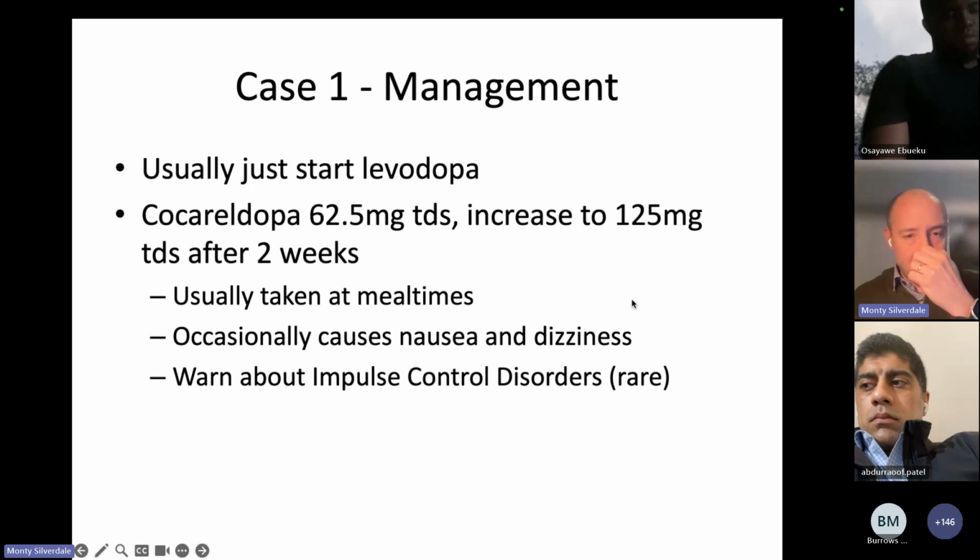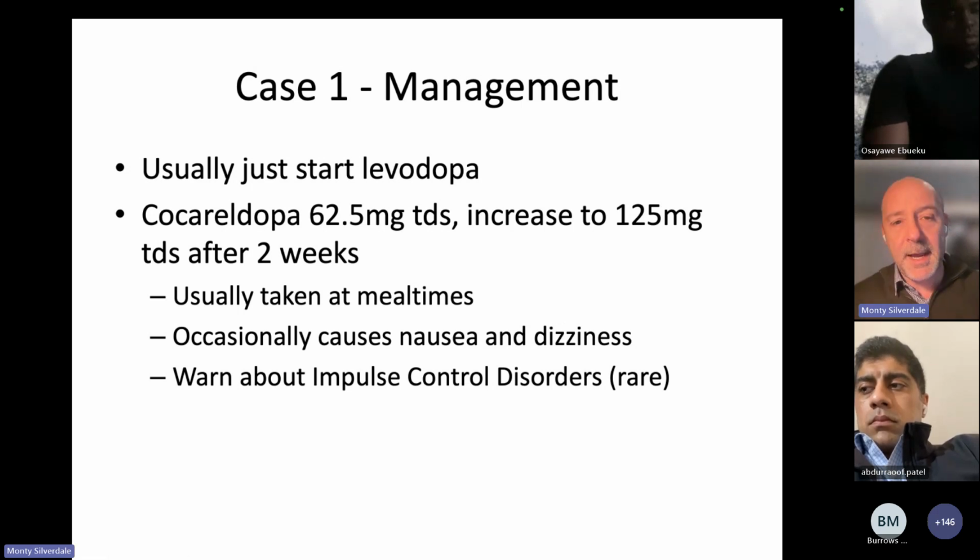So normally, just to keep things simple, I normally use co-careldopa. Co-beneldopa and co-careldopa are the same, like Coke and Pepsi. They're very similar. The main ingredient in these drugs is levodopa. Levodopa gets into the brain, gets converted into dopamine, replaces the dopamine that they've lost. But if you just took levodopa on its own, it would get chewed up in the blood, it wouldn't get into the brain properly. So we give levodopa with an enzyme inhibitor, a drug which blocks the metabolism of levodopa.